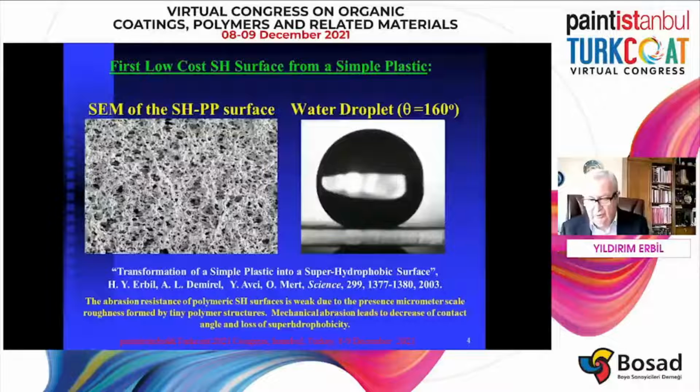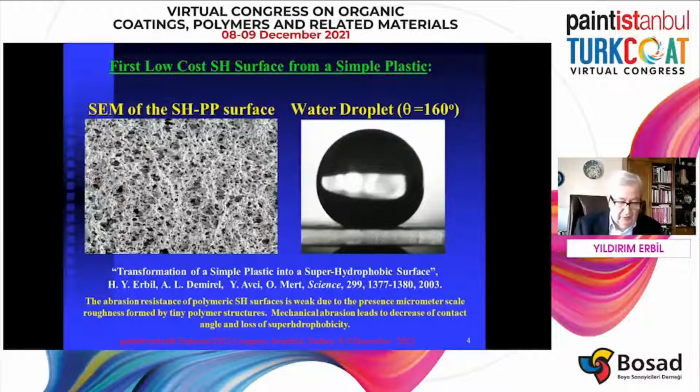Now, the first low-cost superhydrophobic surface was obtained from a simple plastic. We used a cheap polymer, polypropylene, to produce a superhydrophobic surface for the first time in 2003. And this article is the most cited superhydrophobic article, with more than 1,600 citations in Web of Science till today. Afterwards, many articles were published on the production of superhydrophobic surfaces.